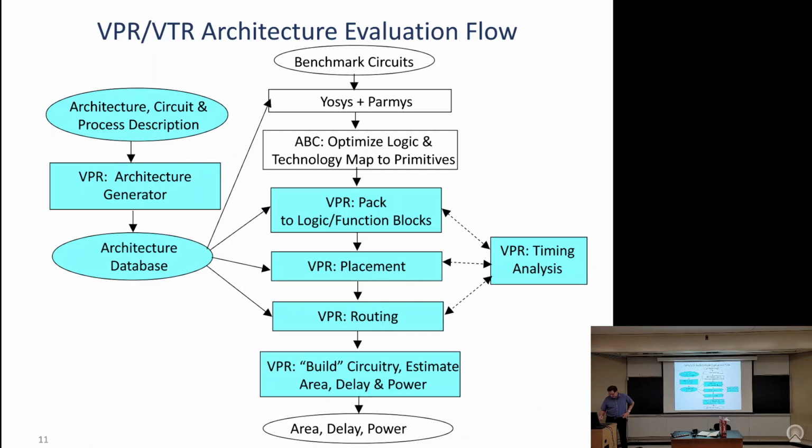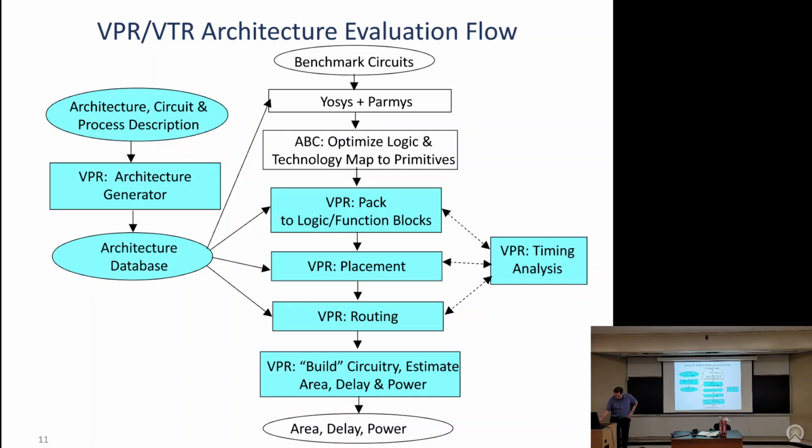Then everything I've shown in this cyan color is the VPR component. So it basically has a description of the architecture, and that description also includes delay numbers and data that's needed to estimate area, layout area. So that implicitly means that you have to have knowledge of how the circuits are built and the process in order to give it all that information.